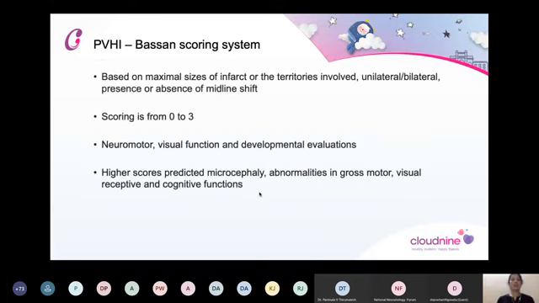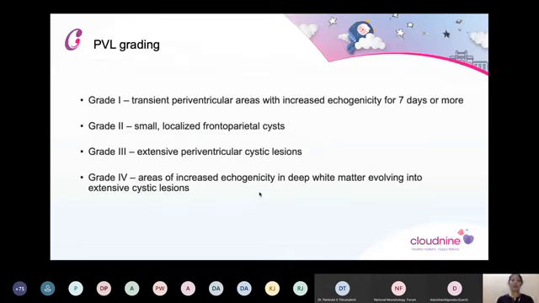Now, for periventricular hemorrhagic infarction, there is a Bassan scoring system that has been published. This is based on the maximal size of infarct or the territories involved, whether it is unilateral or bilateral, and whether there is presence or absence of midline shift. And the scoring is from 0 to 3. Evaluation done is for neuromotor, visual function, and developmental evaluation. Higher the scores, greater are the chances of microcephaly and abnormalities in the gross motor, visual, receptive, and cognitive functions.